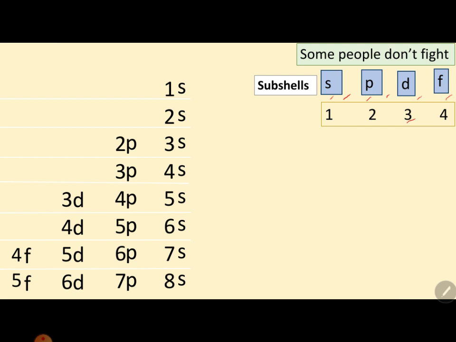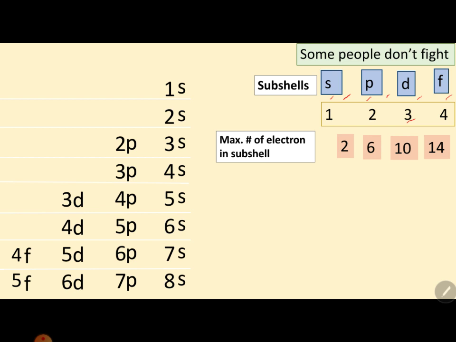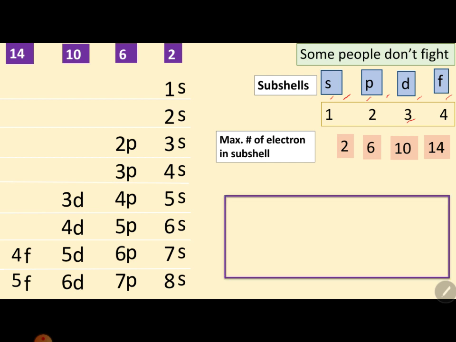Before starting to write the electronic configuration, you must know the maximum number of electrons that a subshell can hold. S can hold a maximum of 2 electrons, P can hold 6 electrons, D 10 and F can accommodate a maximum of 14 electrons. For ease, we will write these numbers above the corresponding column. Now I will start writing the electronic configuration of potassium.